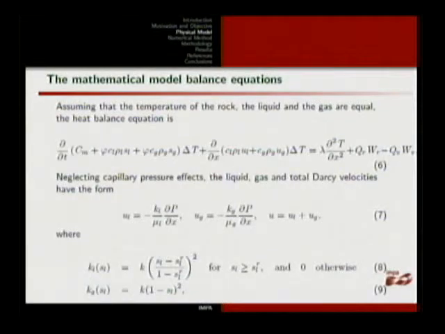For the liquid phase, we don't consider capillary effects, and the total derivative loss is represented like this. We use two different permeabilities for the two phases. And equations 8 and 9 have the permeabilities, which have the residual liquid saturation to control the permeability in the domain.